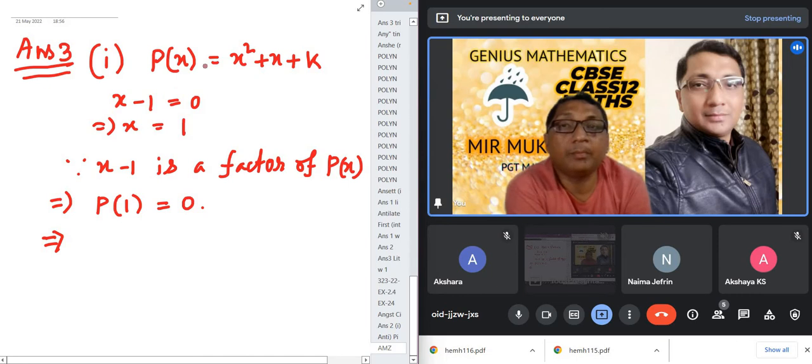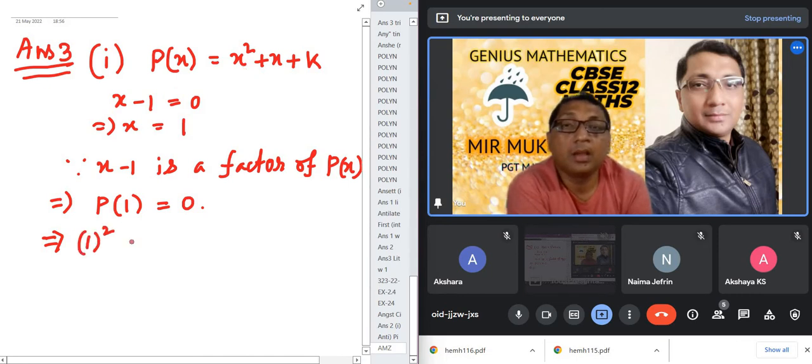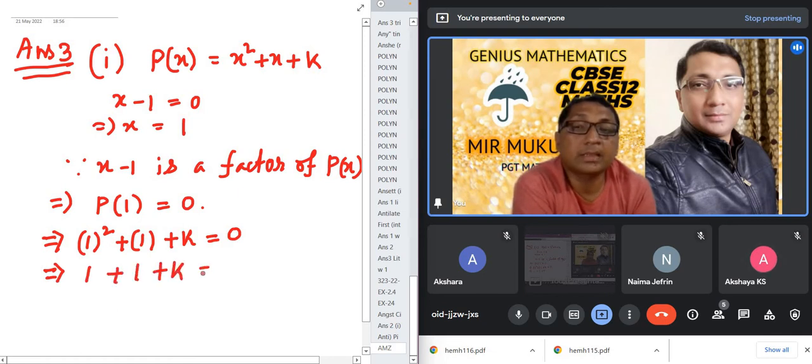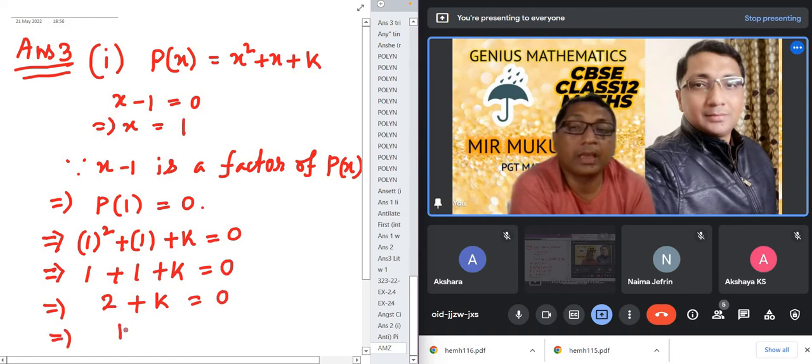Achha, P(1) means in place of x we will write 1. So 1 square plus 1 plus k equals to 0. Now what is the value of 1 square? That is 1. So 1 plus 1 plus k equals to 0. 1 plus 1 is 2. 2 plus k equals to 0. So k equals to, we are getting minus 2.